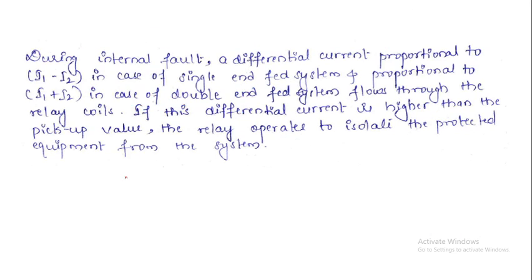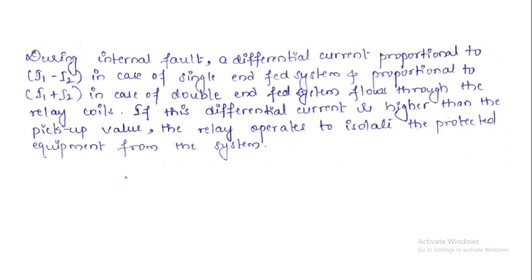During internal fault, a differential current proportional to I1 minus I2 in case of a single fed system, or proportional to I1 plus I2 in case of a double fed system, flows through the relay coils. So if any fault occurs, the differential current of I1 minus I2 is going to flow through the relay coils. If this differential current is higher than the pickup value, the relay operates to isolate the protected equipment from the system. So depending upon the magnitude of the differential current, if it is greater than the preset pickup value of the relay coil, automatically the relay is going to operate.